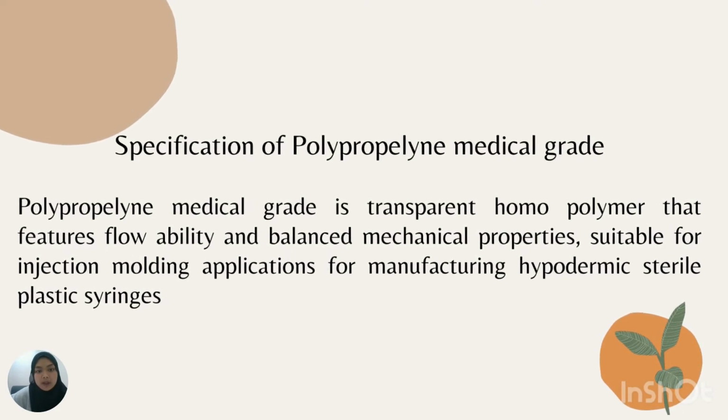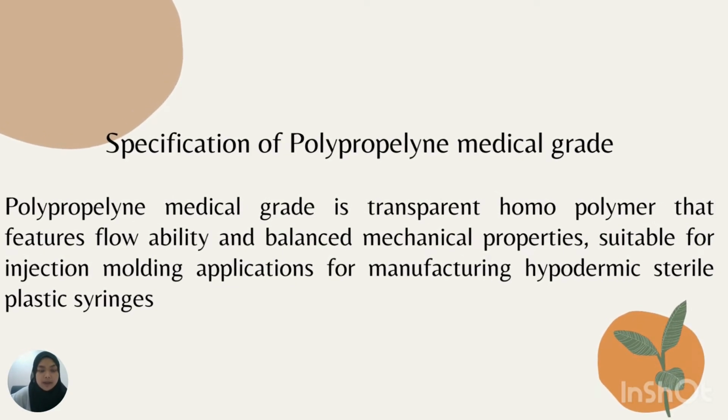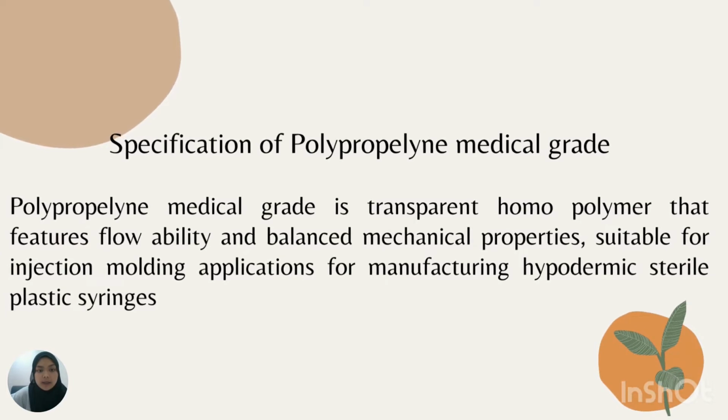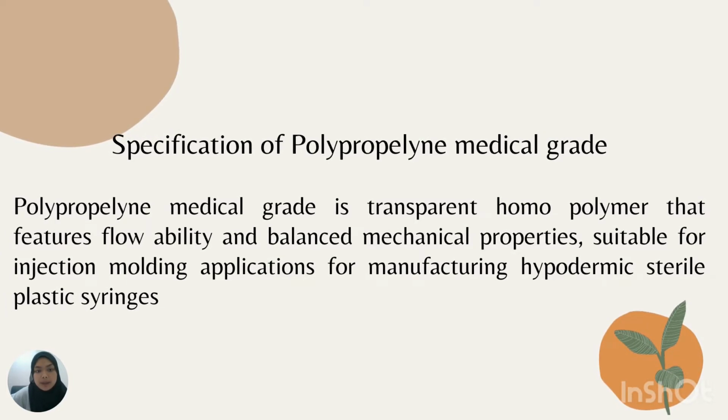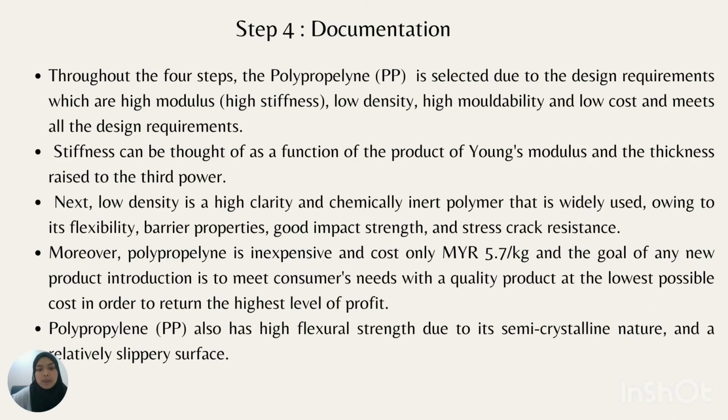The specification of polypropylene medical grade is that it is a transparent homopolymer that features flowability and balanced mechanical properties suitable for injection molding applications for manufacturing hypodermic sterile plastic syringes. And the last step is documentation.